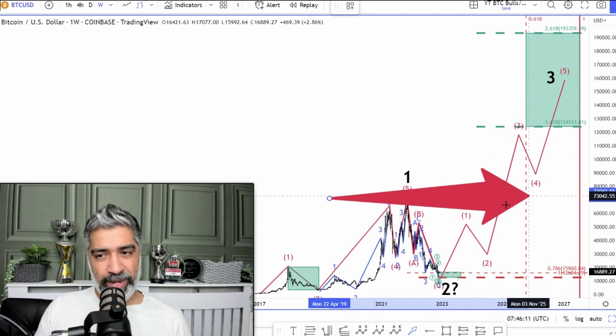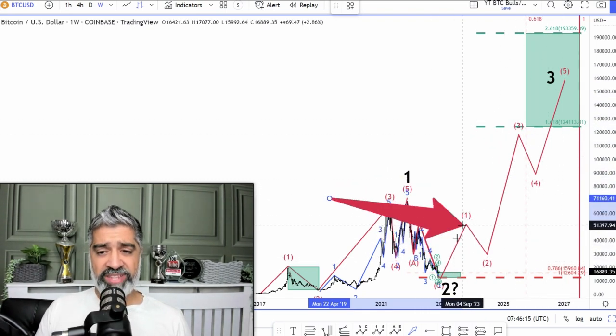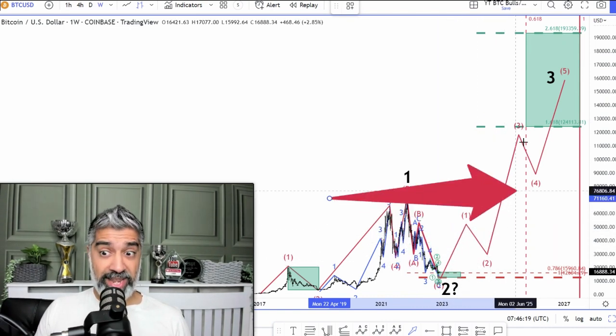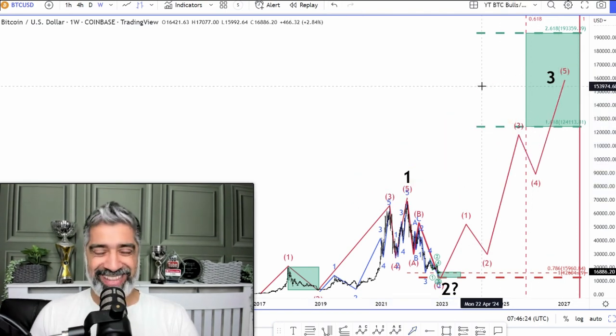And then it will coincide with an overextension. And I think we're going to see this in the coming months, the next 6 to 12 months. Then we're going to see this. And then we're going to see this. And then this. And then this. Wow, I wasn't expecting to do it that detailed today.